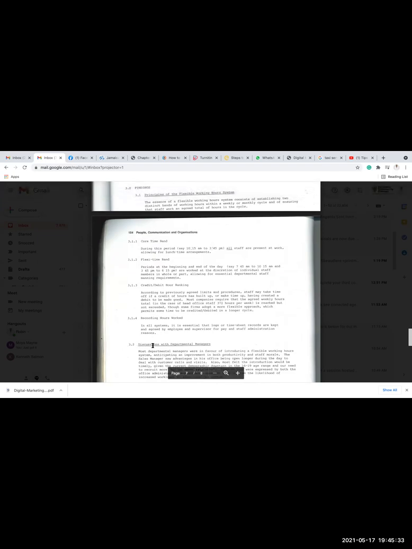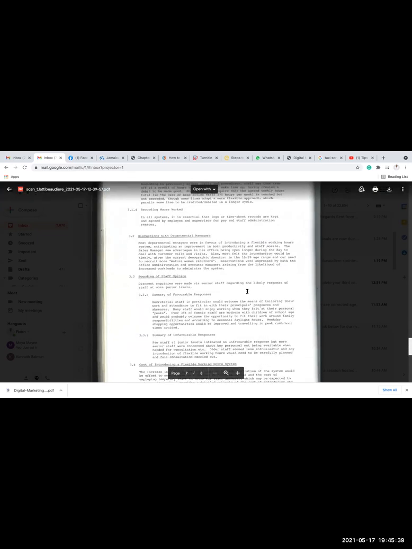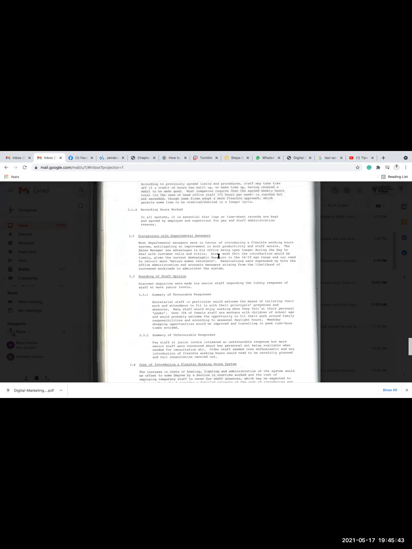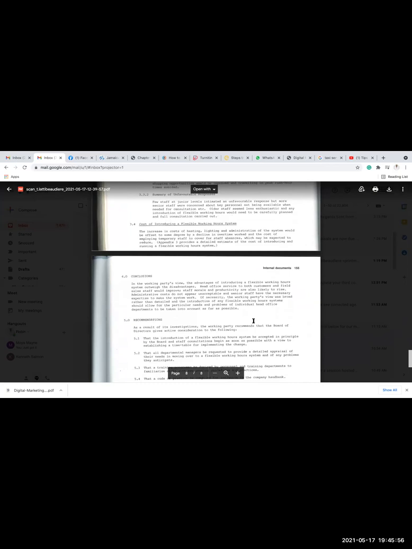And then the second finding is discussions with departmental managers. Then you write on that. If you want to write it out in continuous prose or in bullet form, no problem. The third finding is 3.4, which is the cost of introducing a flexible working hour system. And then you have the conclusion where it says, in the working party's view, the advantages of introducing a flexible working hour system outweigh disadvantages.